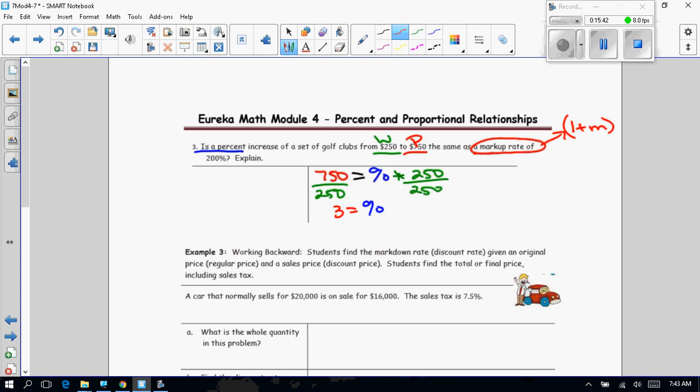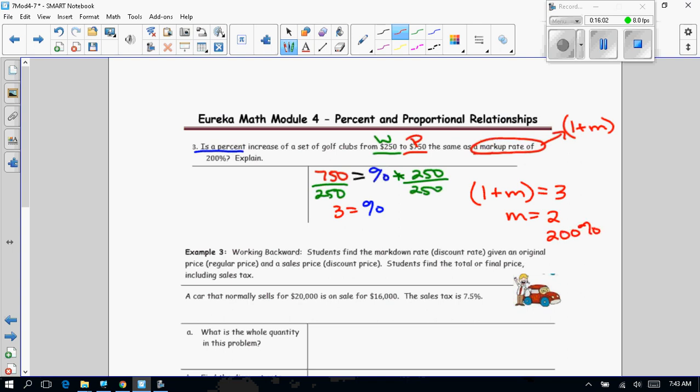Okay, so let's take a look at what's going on here. 1 plus something is going to equal 3. Well, what does that something have to be? And you guys are so smart, you already know the answer is 2. Let's change 2 to a percent. 2 as a percent is 200%.